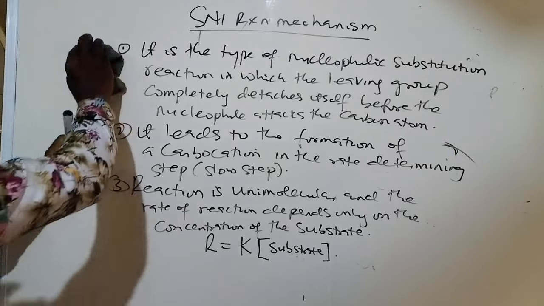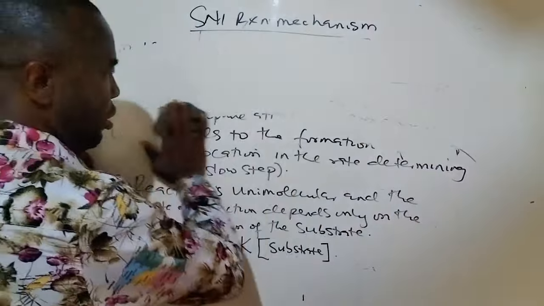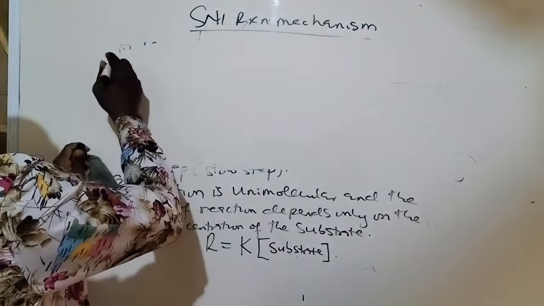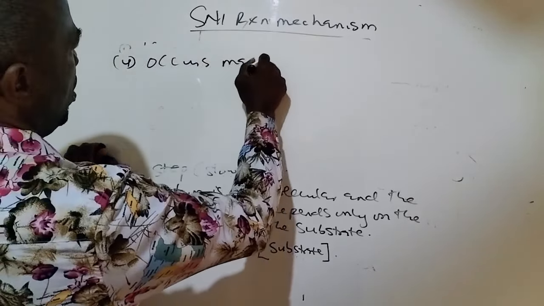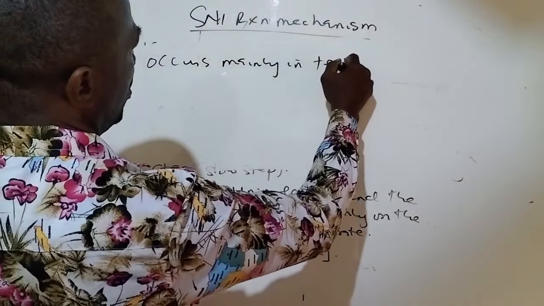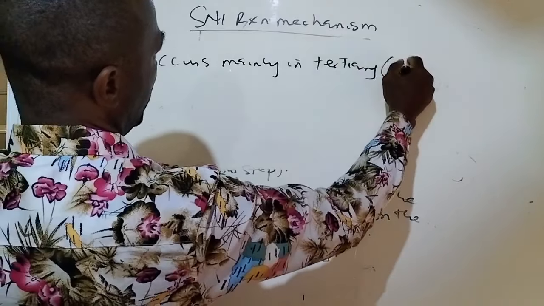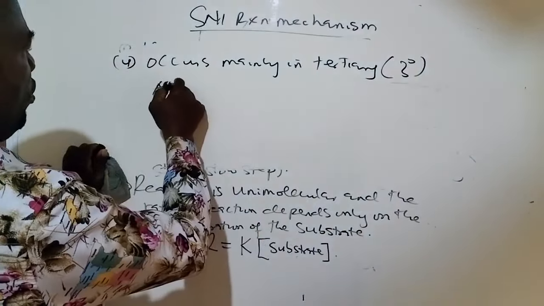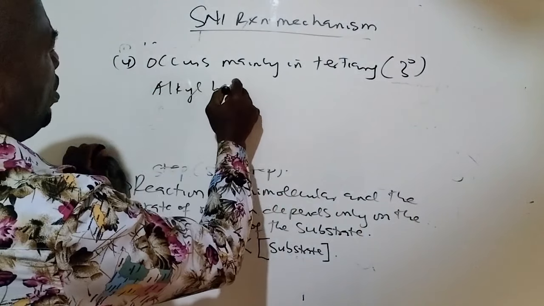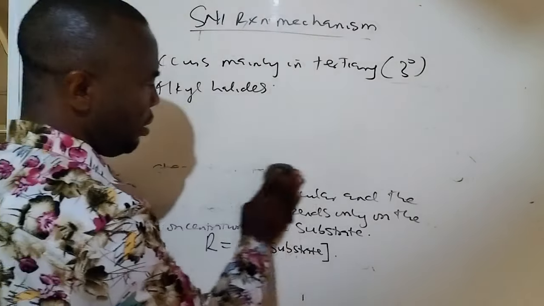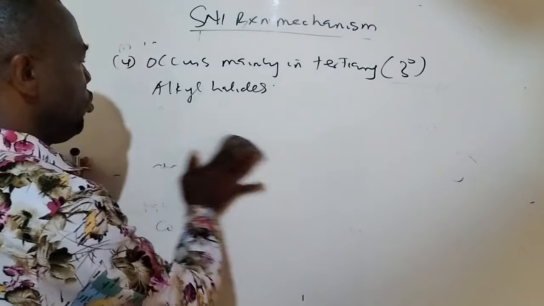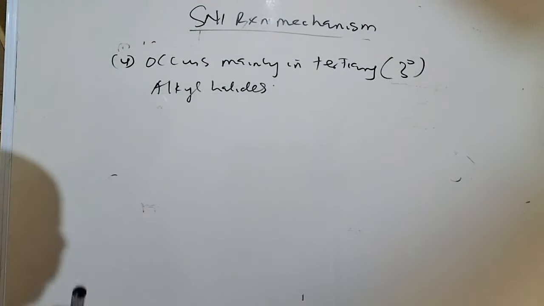Number 4 feature of SN1 reaction is that it occurs mainly in tertiary or third-degree alkyl halides. So it occurs in third-degree alkyl halides because third-degree carbocations are stabilized. So it doesn't occur in 1 degree. But it can still occur in 2 degrees, just like SN2.